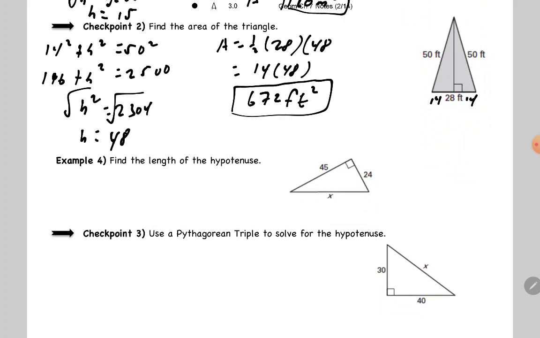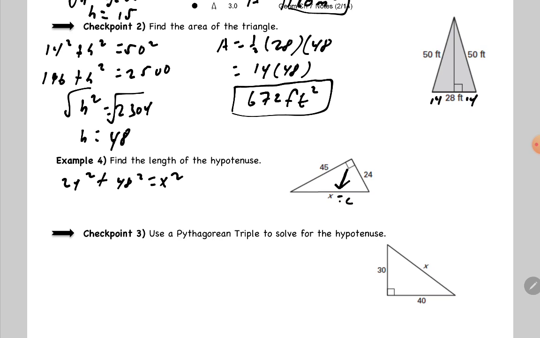Alright, find the length of the hypotenuse. So the hypotenuse again is the longest side, also c. So 24 squared plus 48 squared equals x squared. Now if we back up to the last problem, we already did this. Oh no, we didn't. Never mind. 24 squared plus 48 squared.